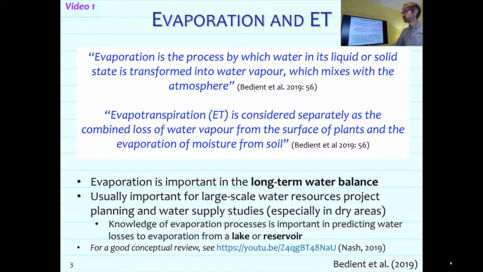Evaporation is important in the long-term water balance. Here we mean typically weeks, months, years. It's relatively unimportant in the short term, so hours and possibly even days. It's also usually important for large-scale water resources project planning and water supply studies, especially in dry areas like Alberta. Knowledge of evaporation processes is important in predicting the water losses to evaporation, particularly from a lake or reservoir. And for a good conceptual review of the importance of evaporation, you can check this video on YouTube.